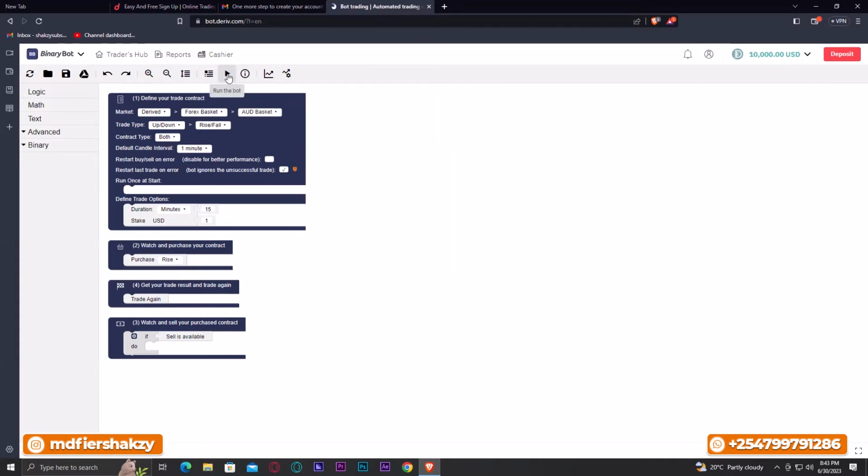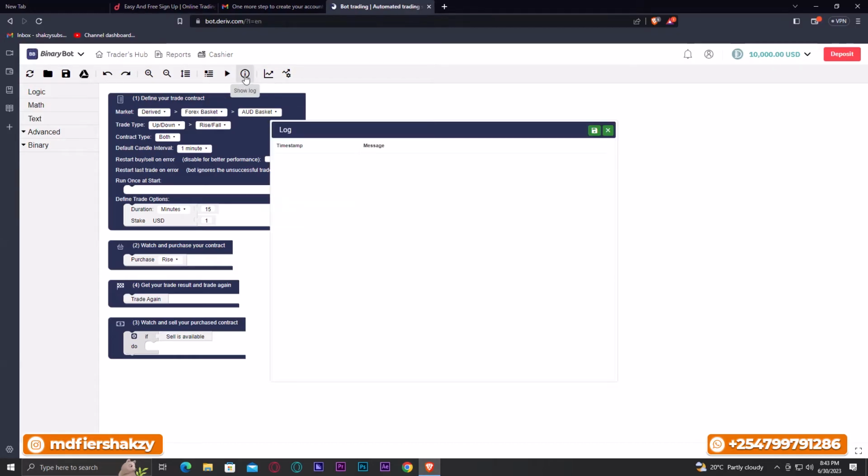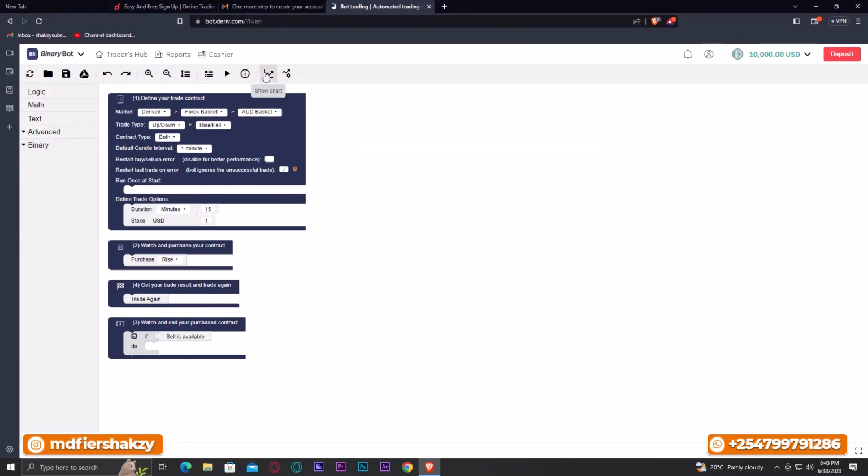And then this is the icon to run the bot, this triangular one. And then this show log will show you how your bot is purchasing the contracts, how it is buying the contracts, and whether you've lost or not. When you've finished trading and you want to look at how your trades were, you just come to this log, and then this is the chart.